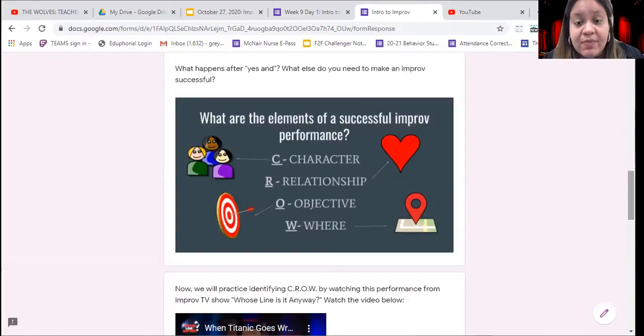And then where? Where is the setting? Where is your scene taking place? Are you at school? Are you at home? Are you on a boat? Where?